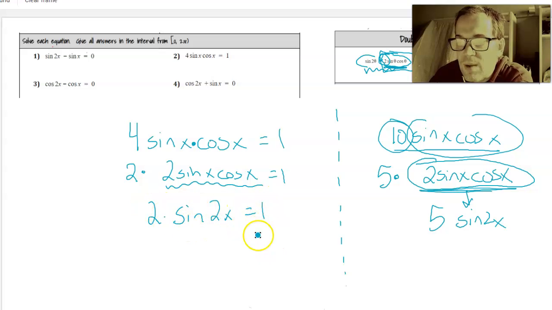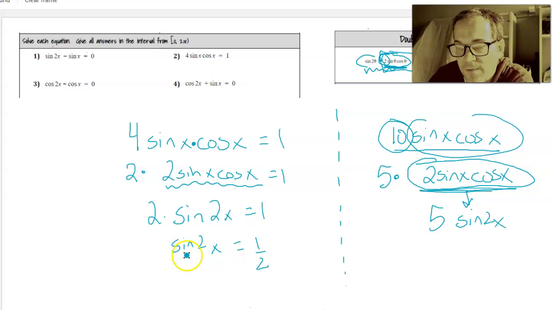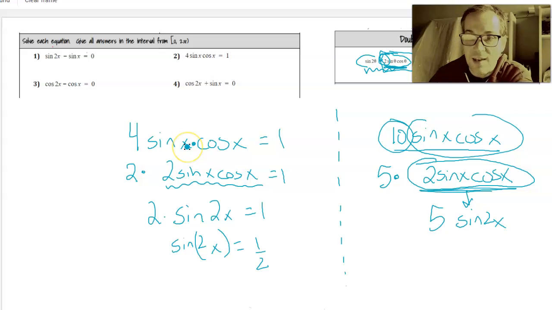And this is okay. We've solved problems like this. I have a trig function that I can isolate. To isolate it, I'd have to divide both sides by this 2 right here. So that means the sine of 2x equals a half. My trig function's isolated. I'm not worried about what's inside the parentheses just yet. I need to wait until I figure out angles whose sine is a half.